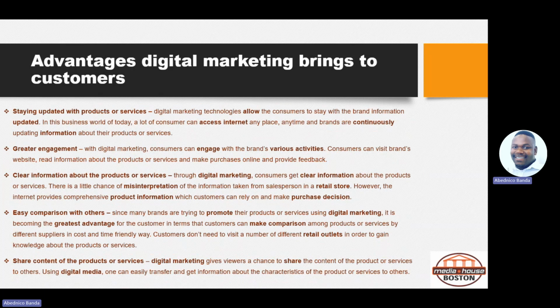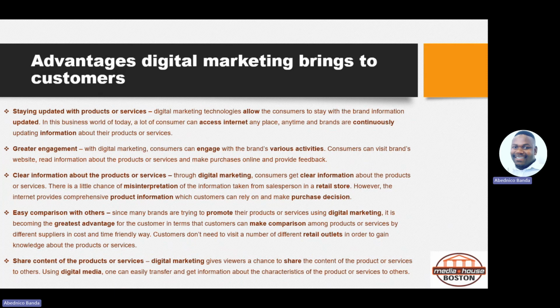So you can always access the internet at any place, at any time. You can always engage with brands, updated with information and stuff like that. You can also have greater engagement. Right now, when you're watching TV and you come across an advert, it's just relaying information to you as a customer, but you cannot engage with it. But now with digital marketing, you can actually engage with the digital media.